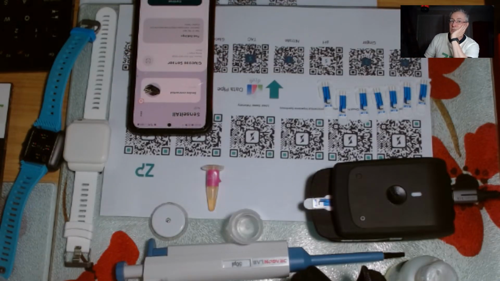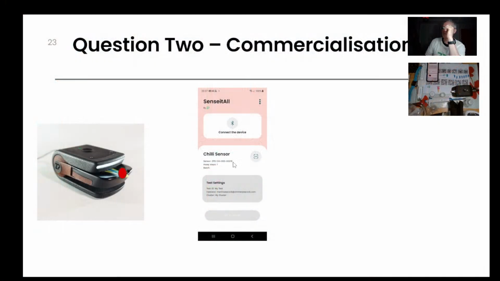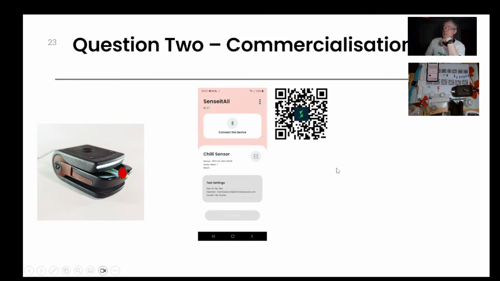So that said, we have a very elegant potentiostat, really quite a nice device that's driven by QR codes. The sample goes on the sensor. The app runs the meter.